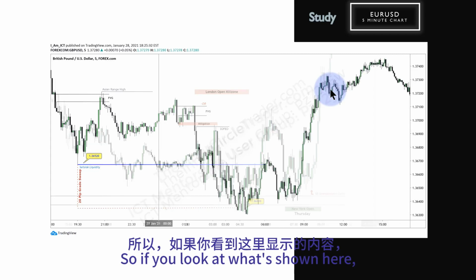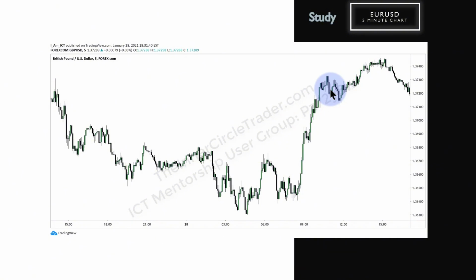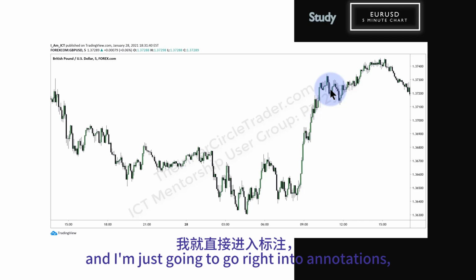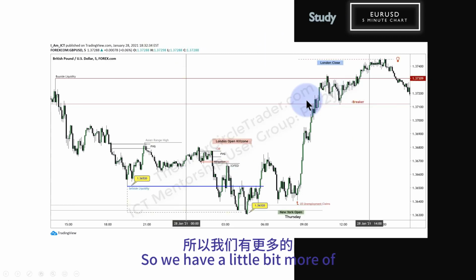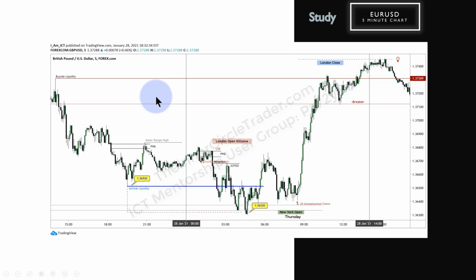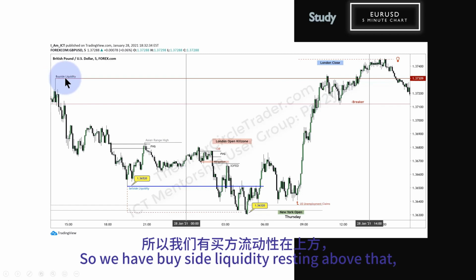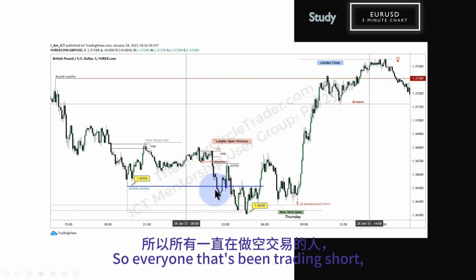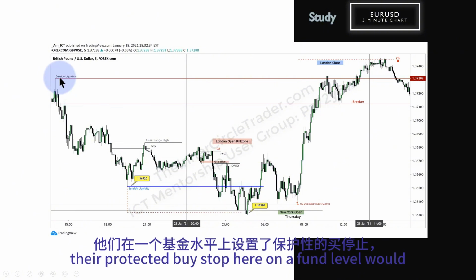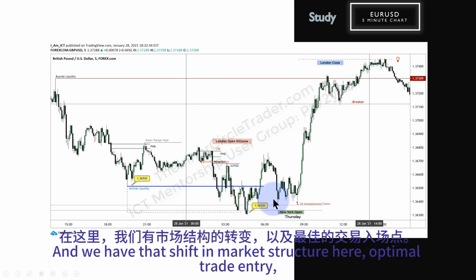So if you look at what's shown here, we have a little bit more price data, and I'm just going to go right into the annotations, speed this video up. So we have a little bit more of a broader view of what's going on, and we have this short-term high over here. So we have buy-side liquidity resting above that, buy stops in other words. So everyone that's been trading short, their protected buy stop here on a fund level would be up here. They don't like to trail their stop loss real tight. And we have that shift in market structure here, optimal trade entry.